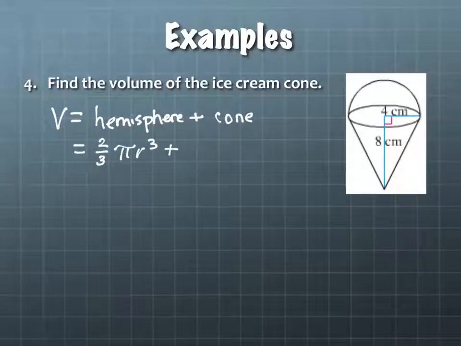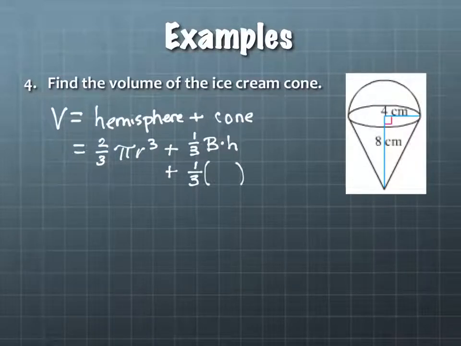What was the volume for the cone? It was 1/3 the base times the height. But the base of our cone is the shape of a what? It's a circle. So what's the area of a circle? Pi times r squared.